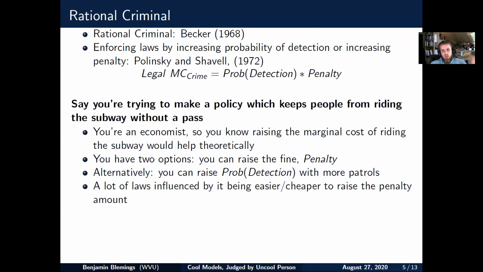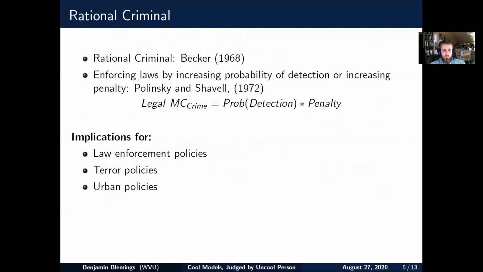And so a lot of law has been influenced by the fact that it's easier to increase the penalty that someone pays than the probability of detection, because you have to pay somebody for the probability of detection. And so this has implications for law enforcement policies, policies about terrorism, policies about urban planning and cities. So it's an important theoretical model that predicts how people will behave and whether they commit crime. I've used this as a model before, for instance, for Somalian pirate behavior.